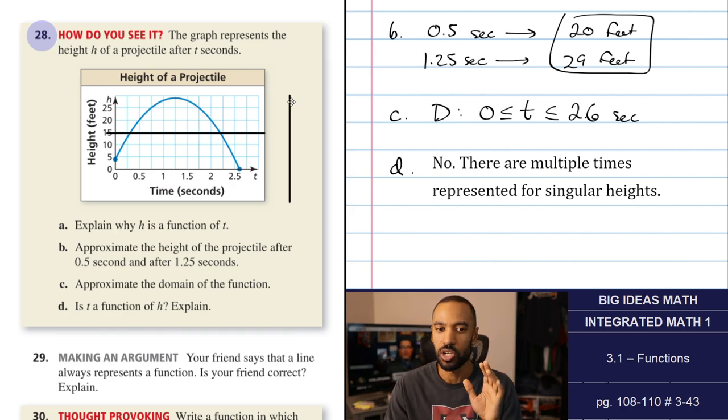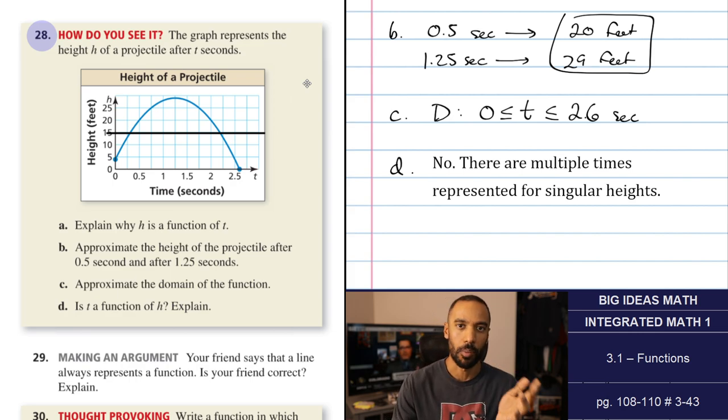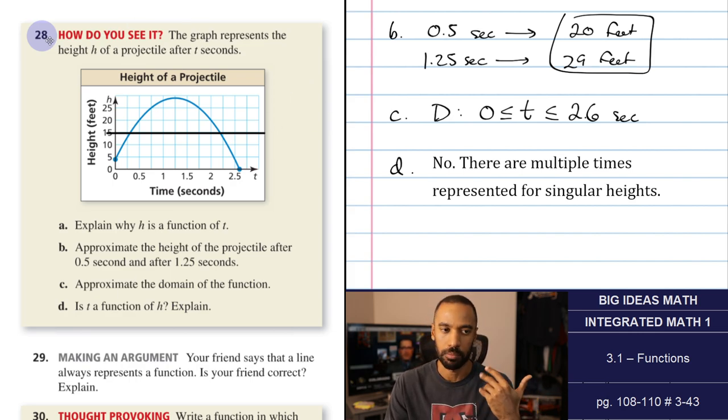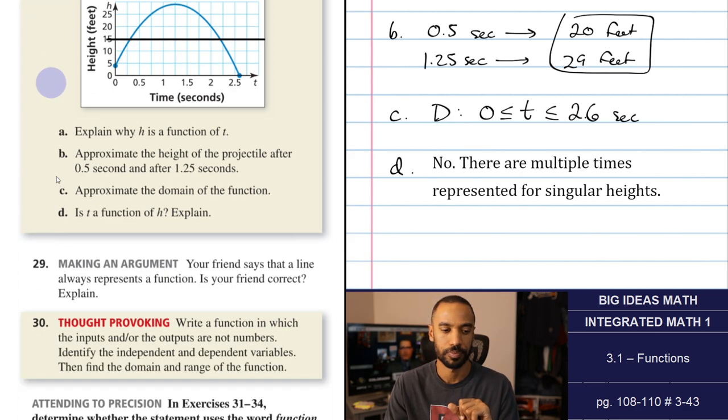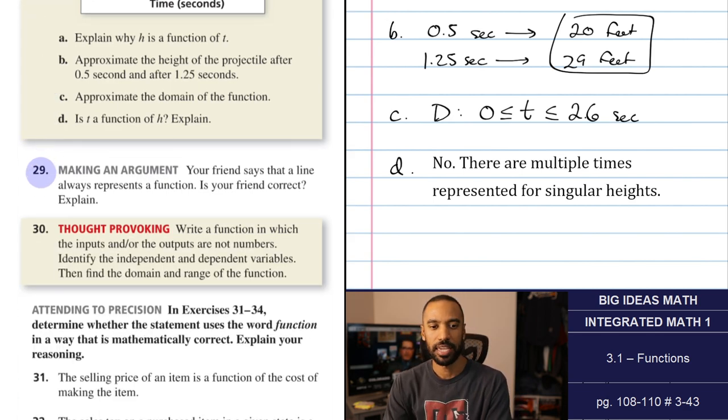Right? It's not a function if there's more than one answer. That's not what we do. So the other way, the current way we said height's a function of time. Yes. Time's a function of height. No. All right. Number 29, making an argument.